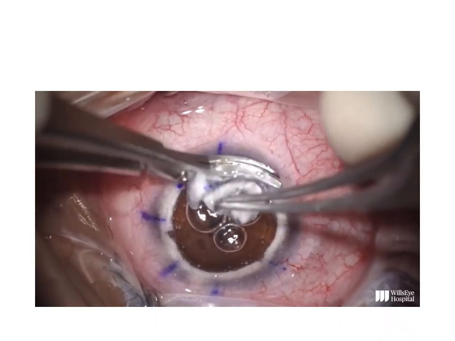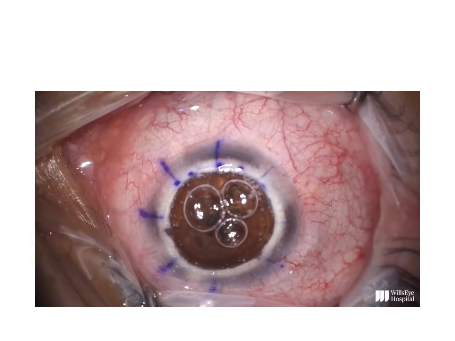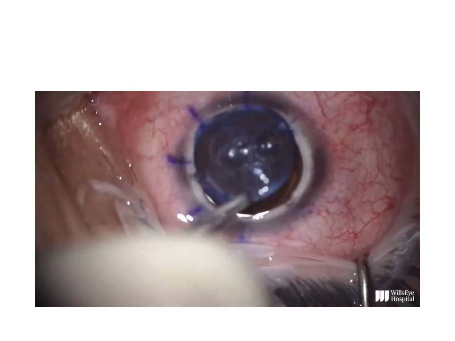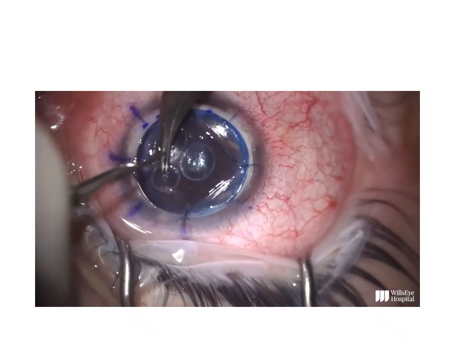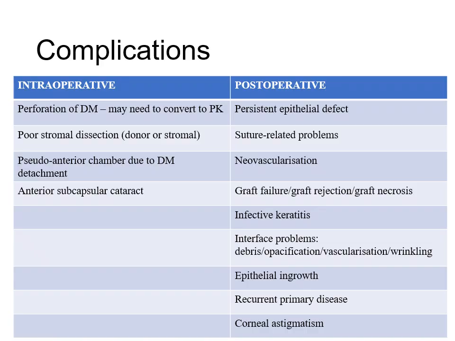And now you can see the underlying Descemet membrane, the bubbles below it in the anterior chamber. That's the button being placed and nicely sutured just like in PK. So that was the procedure. Coming on to the complications of DALK.